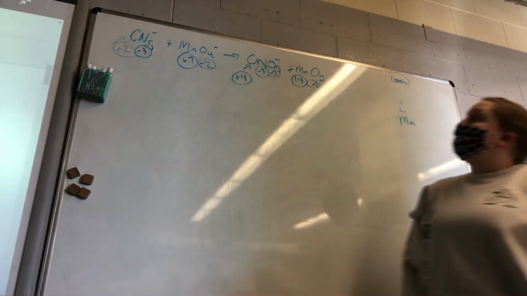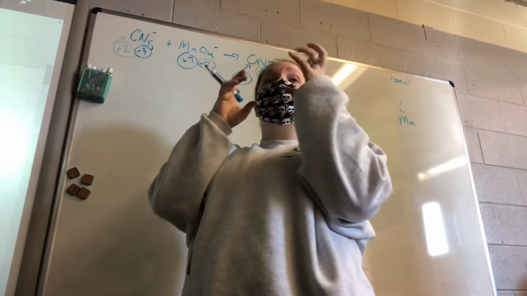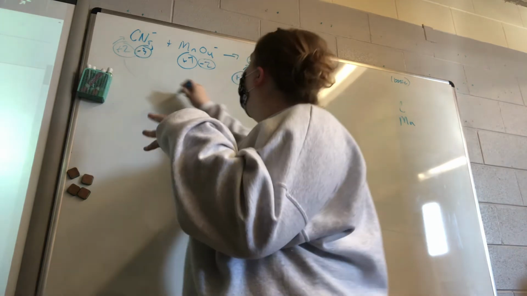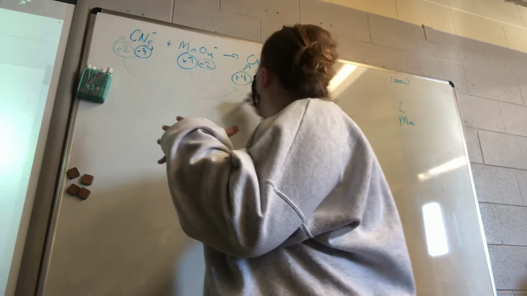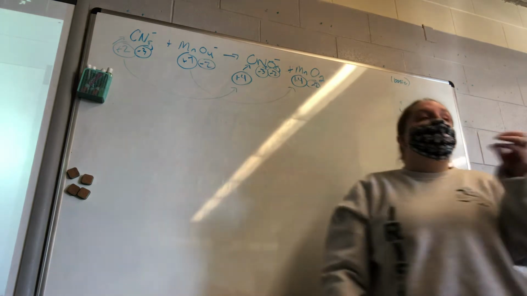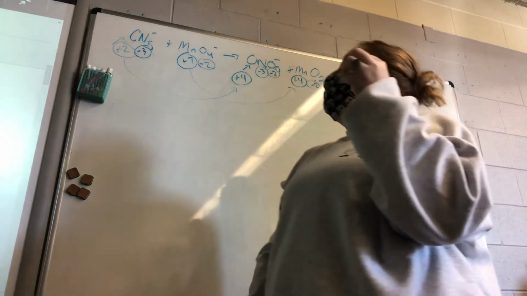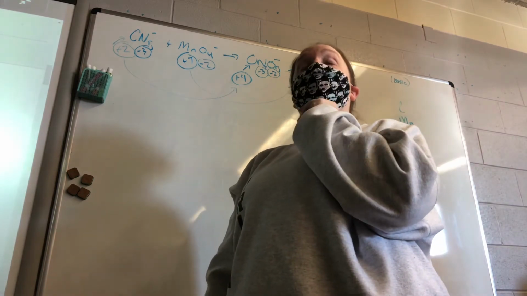Okay. We're looking at the things that change charge, to figure out what's oxidized and what's reduced. So my carbon and my manganese are the two that change charge. What happened to my carbon? Did it gain or lose? Did it lose electrons or gain electrons?